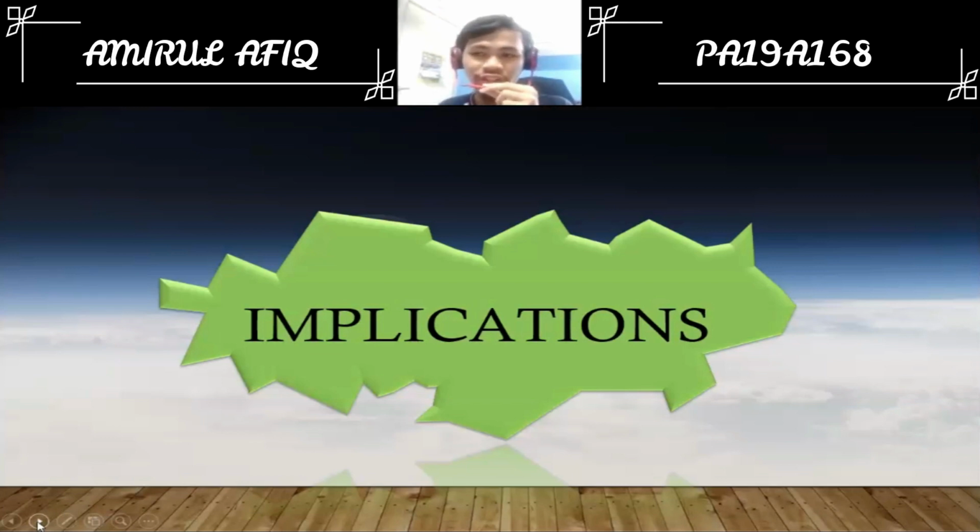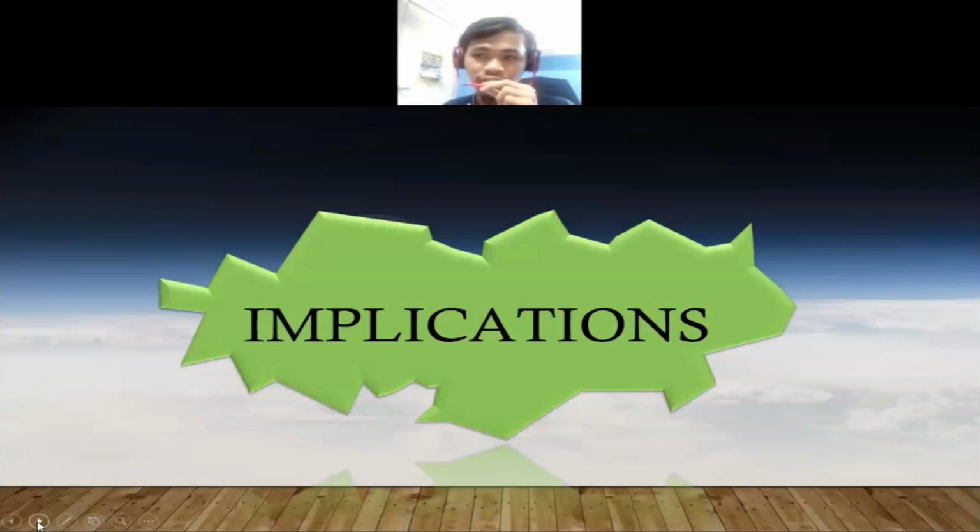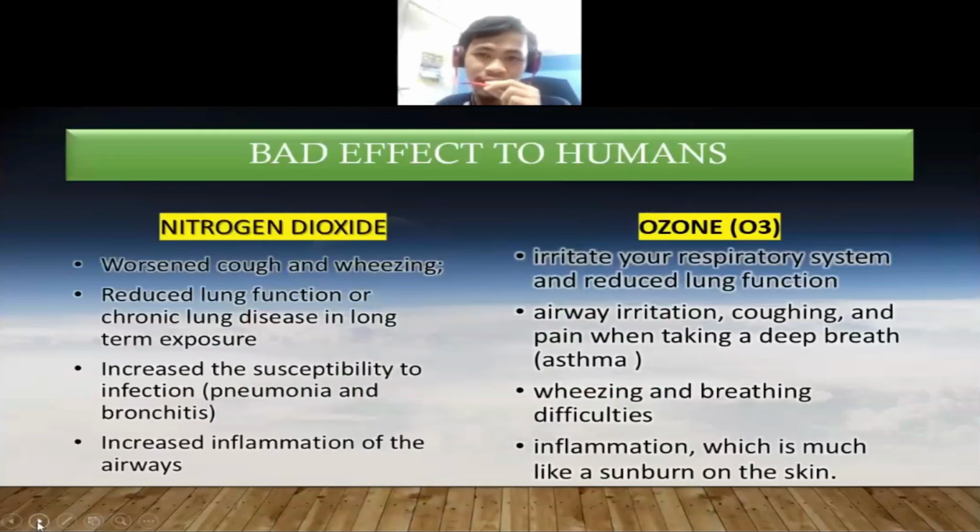So, I will present about the side effects of nitrogen dioxide and ozone. Basically, nitrogen dioxide and ozone can cause bad effects to humans, plants, and the ecosystem. Firstly, we take a look at how nitrogen dioxide can affect humans. The first one is reduced lung function or chronic lung disease in long-term exposure. The next is increased susceptibility to infection, which will lead to pneumonia, bronchitis and so on.